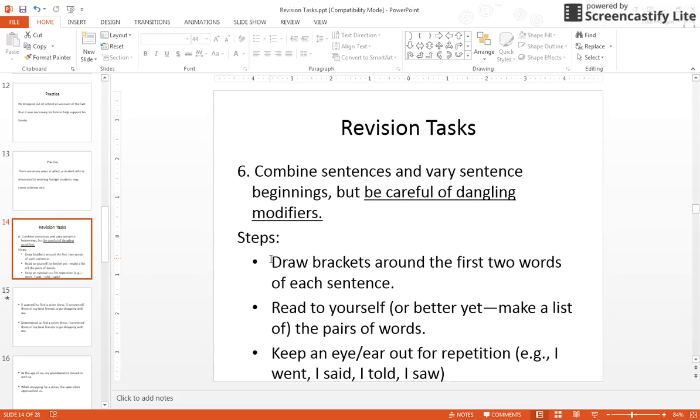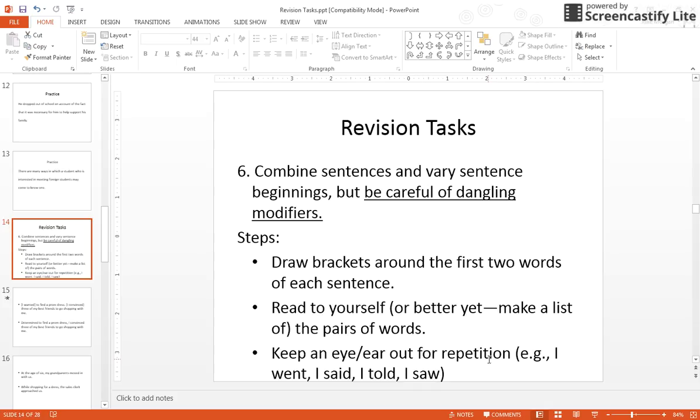And now that you have either listened to or read or written the pairs of words, keep an eye out for repetition. By repetition, it may be the same word you're using over and over at the beginning of sentences that are near each other, or it may just be subject, verb, subject, verb, subject, verb. But here's an example of what I would say is repetition. So I went, I said, I told, I saw. So this represents the first two words of 4 sentences in a row. And so I would say that is repetitive. We've got some repetition there. It sounds kind of monotonous when you read sentence after sentence that begins the same way.